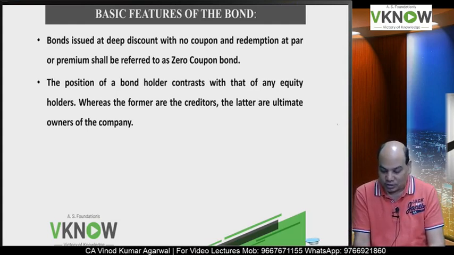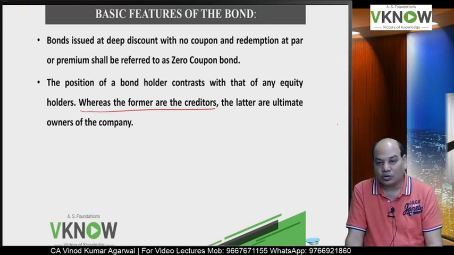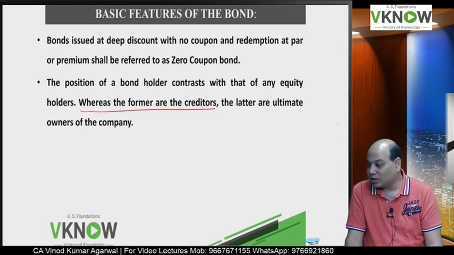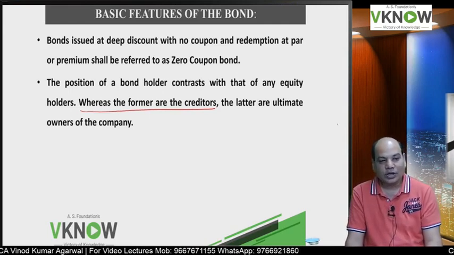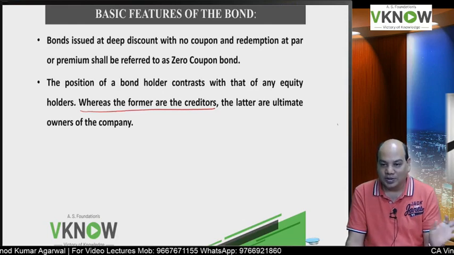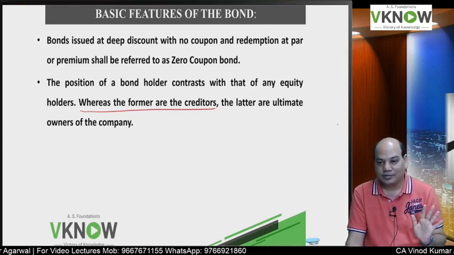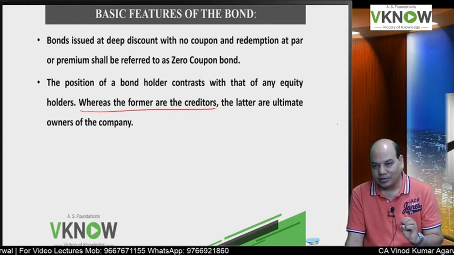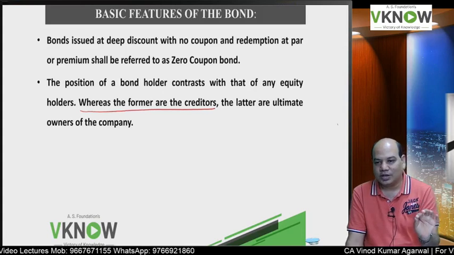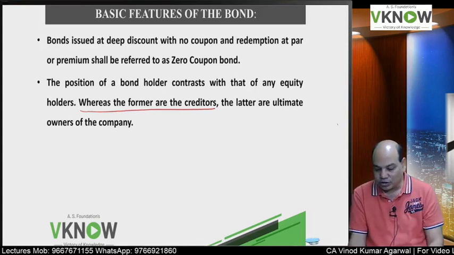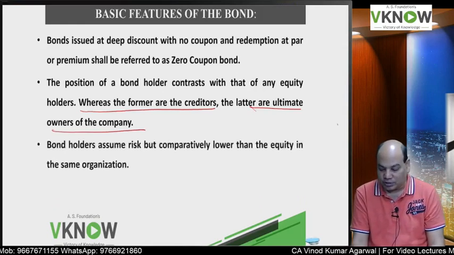Is it right? The second reason is that bondholders are not the owners of the company. Just like creditors are not the owners of the company, bondholders are not the owners of the company. They cannot participate in decision making, in the annual general meeting or any extraordinary general meeting. They simply have a right to receive the interest and the principal. Who is the ultimate owner of the company? The equity shareholders are the owners of the company.